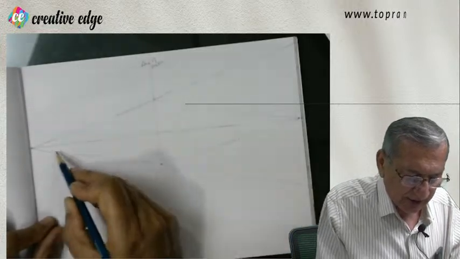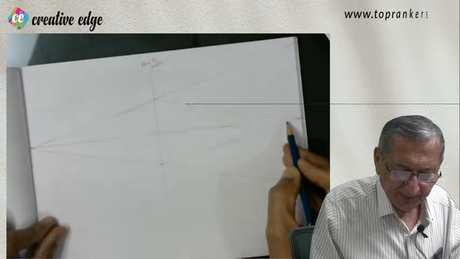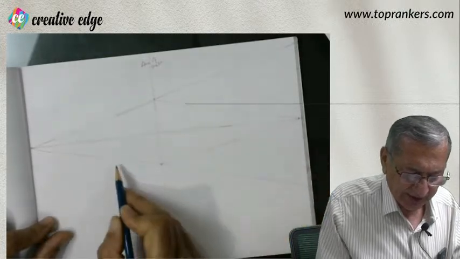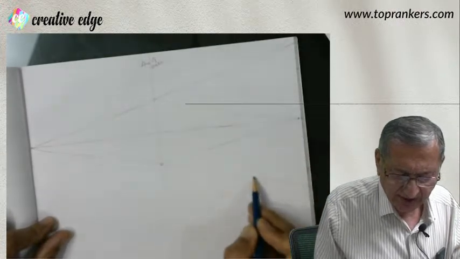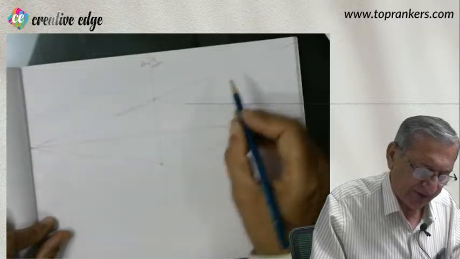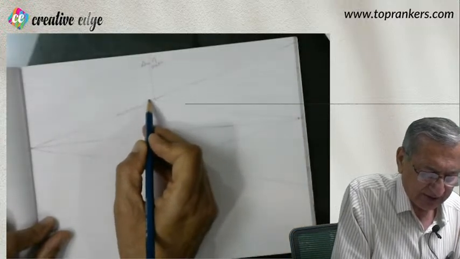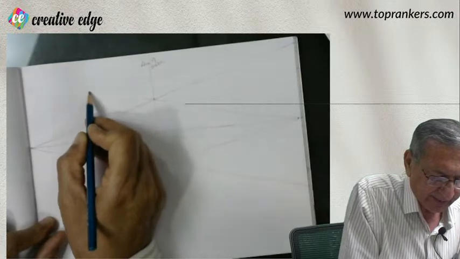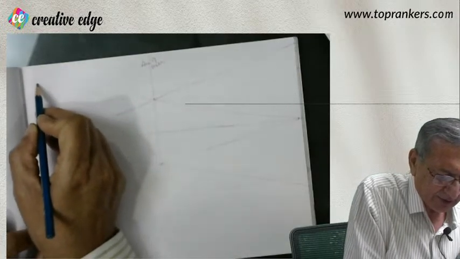What I have done, I have initially made a diamond here and then I am extending the deviating lines. I call them deviating lines. As you all can see, they are deviating as per the perspective.